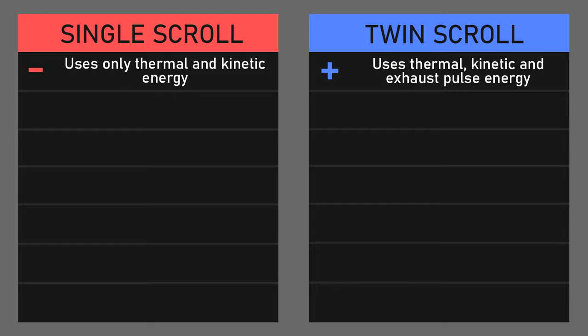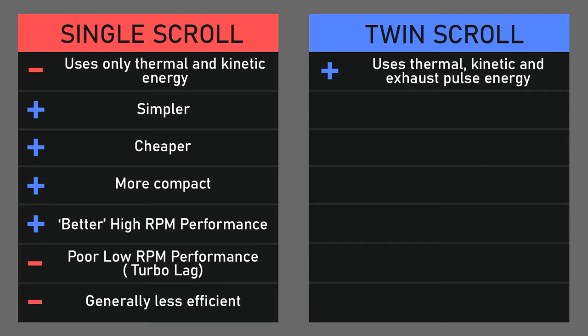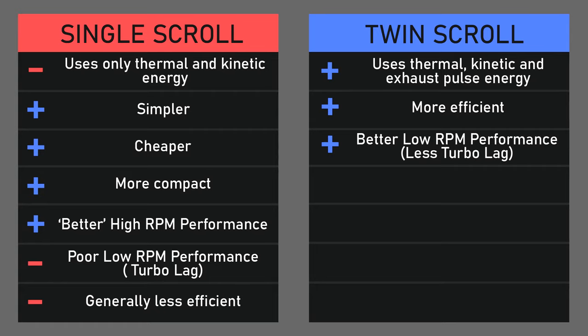Like I said, single scroll turbos are simpler, cheaper, and take up less space while also having better performance at high RPMs, thanks to the bigger single passage or scroll. However, they have poorer low RPM performance and are generally less efficient, especially on economy cars where low end torque is much more important. Twin scroll turbos, on the other hand, are much more efficient, thanks to the benefit of using the pressure waves. This leads to much less turbo lag, which means better low RPM performance and fuel economy.